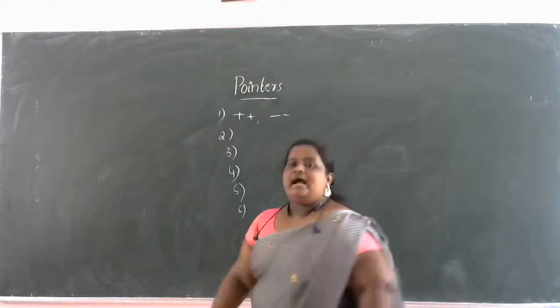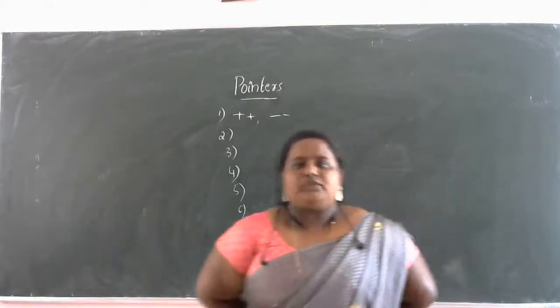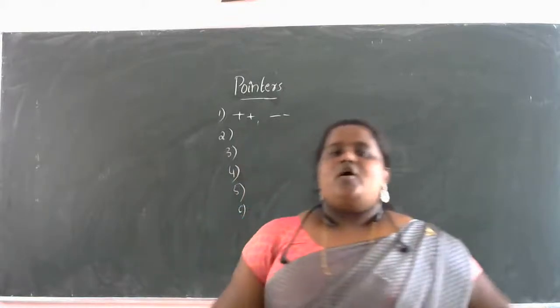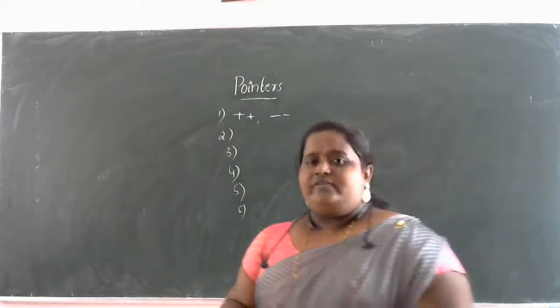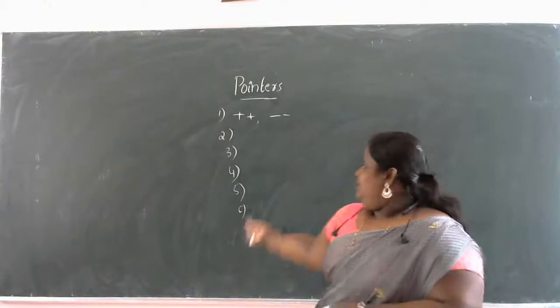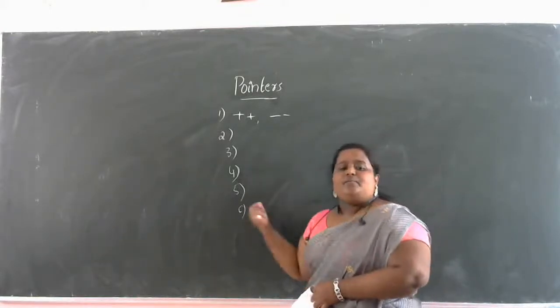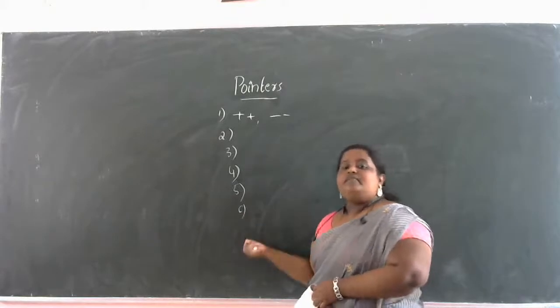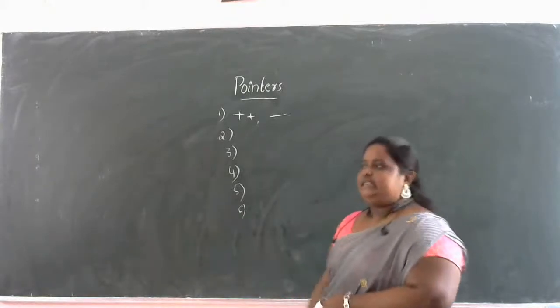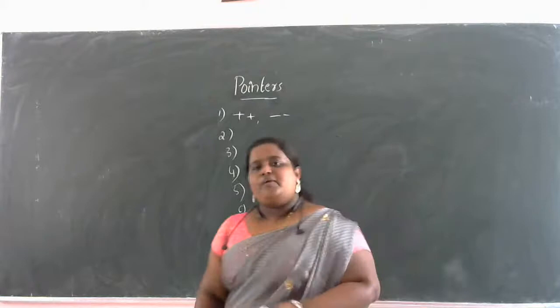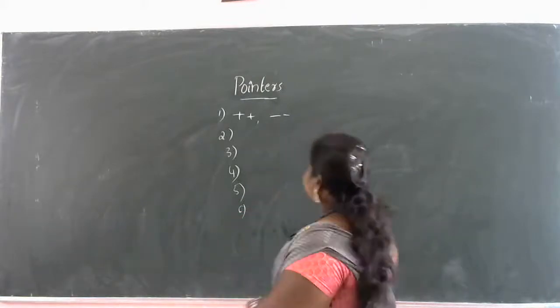Sixth one is assigning one pointer to another pointer if both the pointers are of the same type. You can assign one pointer to another pointer if both the pointers are of the same type. These are the operations that can be performed on pointers.